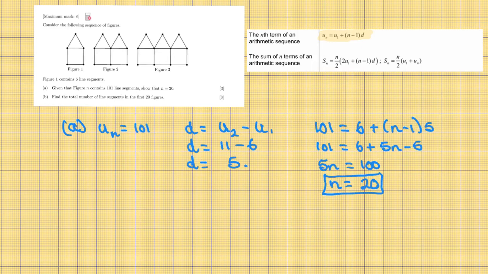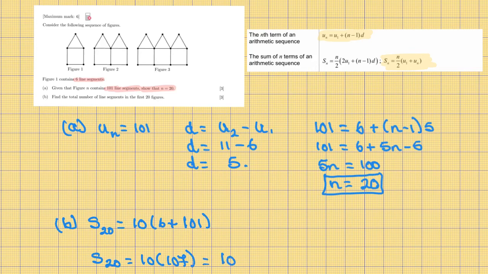Part B. Find the total of the line segments in the first 20 figures. We are told that there are 101 line segments in the 20th figure. We are also told that there are 6 line segments in the first term. So we can use this formula to find the total number in the first 20 terms. So part B. S20 is equal to, there are 20 terms, so 20 divided by 2 is 10, times U1, which is 6, plus U20, which is 101. So S20 is equal to 10 times 107, which equals 1070.